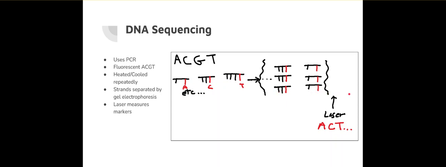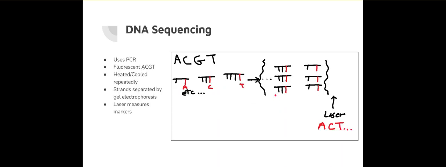Does that make sense? Do I have a picture of one? No, I guess not. And so this is a way that they can get the sequence of the DNA, through this process of DNA sequencing using fluorescent markers. Any questions there at all?